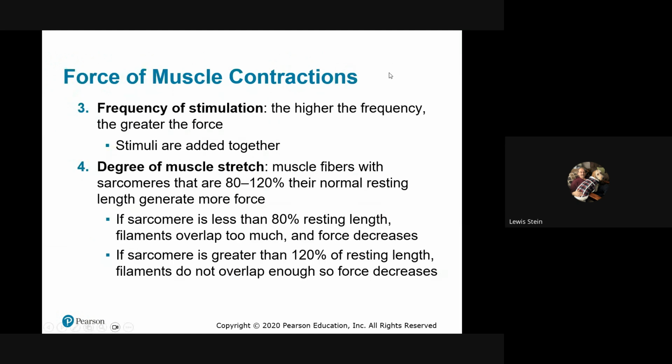So that's really important. And we obviously have the frequency and the force. And to me, this is the one that is not inherently obvious. You should be aware of this 80 to 120 rule. If the sarcomere is less than 80% of resting length, it's already overlapped too much. Well, what's force? You all had physics, right? Mass times acceleration. The acceleration is based on the number of available myosin heads and active sites on the actin. If you already use them, you can't generate mass times acceleration.